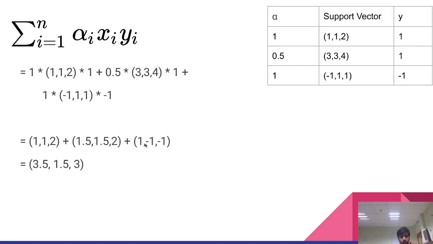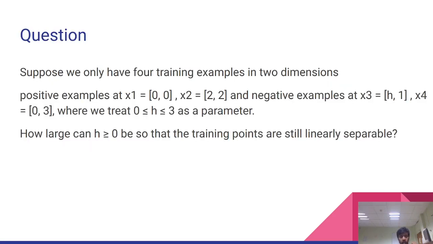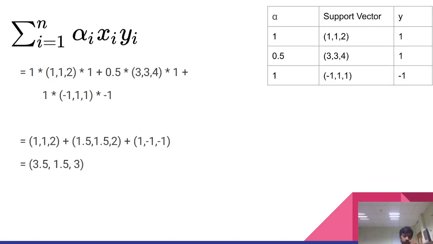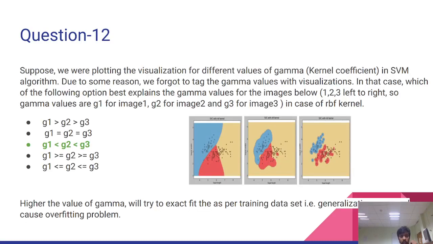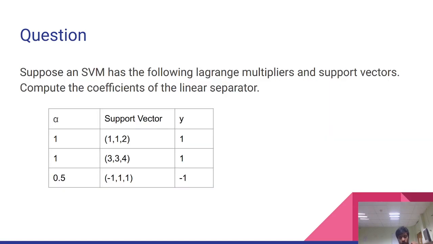Then suppose we have 4. Show the previous question. Yeah. No, not that question. This question? No. The next one. Next question. Yeah, this question.